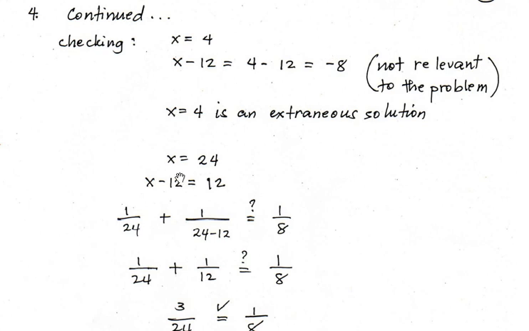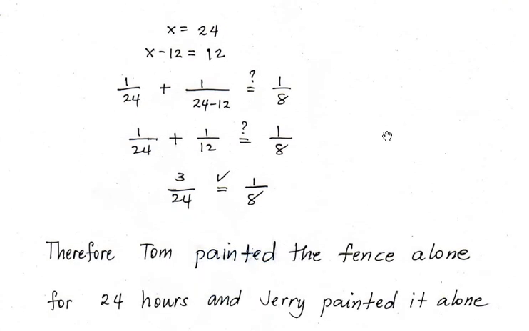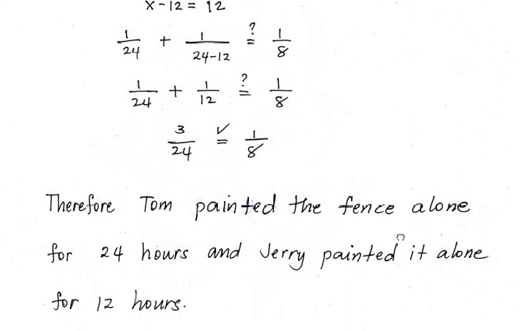Now let's take x equals 24. Well, this is Tom's number of hours, and x minus 12, that's 24 minus 12, is 12, and it's correct. So we take x equals 24 hours for Tom painting the fence alone, and 12 hours for Jerry.